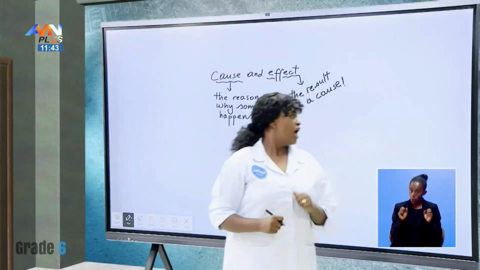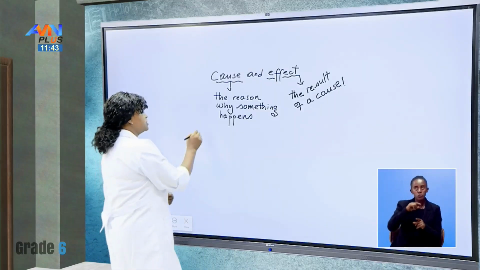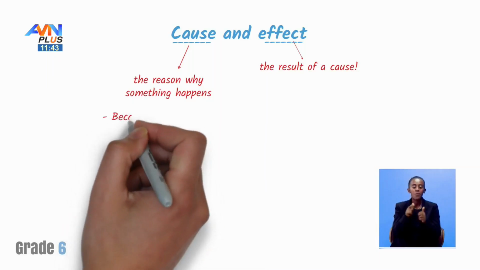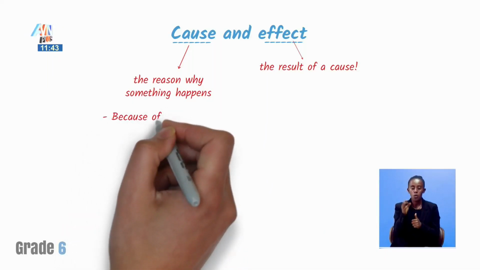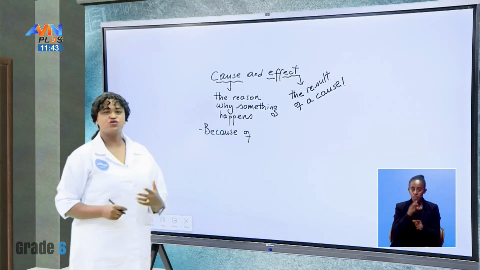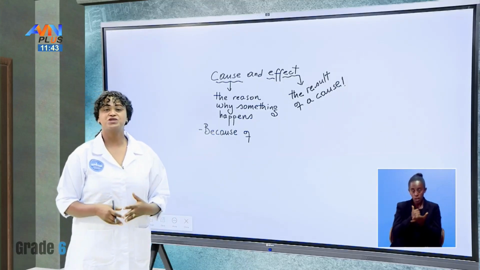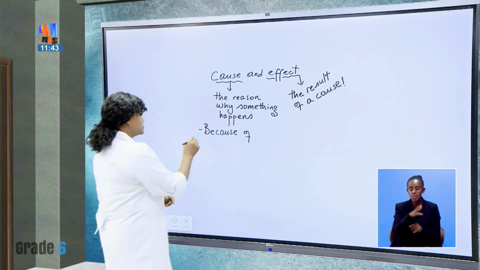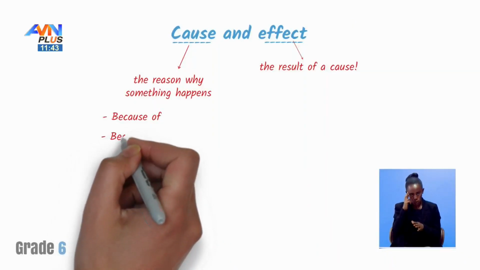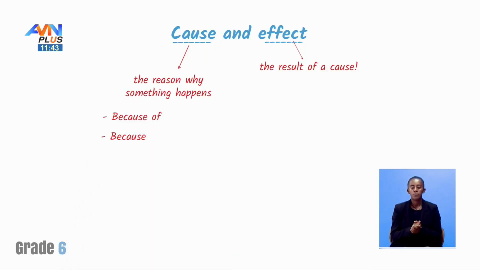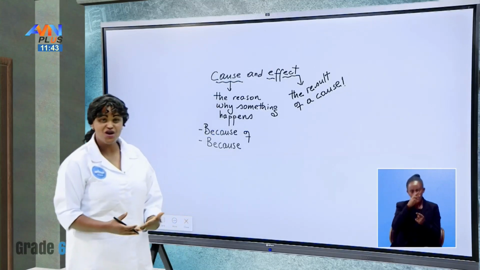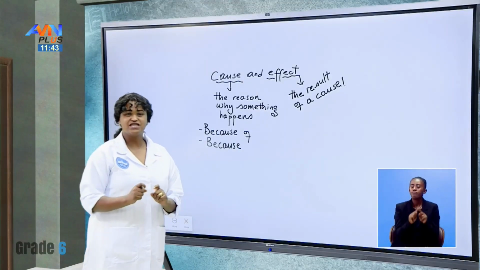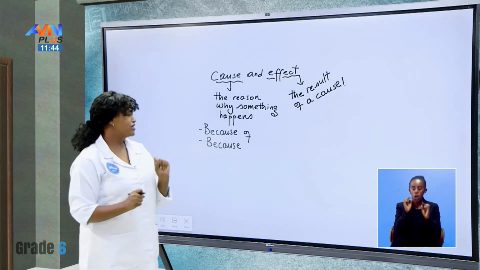Okay, I am sure most of you have started with because of, right? That was the first. Because of is one, which can help us to express cause and effect, right? And we also say because. I want you to tell me the difference between because of and because. What is the difference between the two? Yes, the difference is only on the structure that we use.